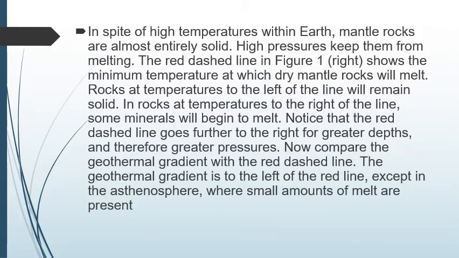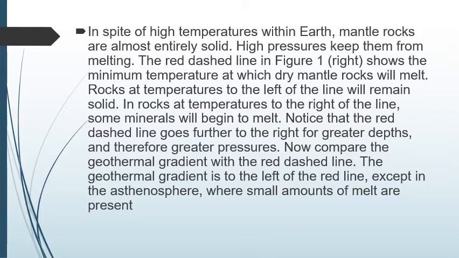In spite of high temperatures within Earth, mantle rocks are almost entirely solid. High pressures keep them from melting. The red dashed line in Figure 1 right shows the minimum temperature at which dry mantle rocks will melt. Rocks at temperatures to the left of the line will remain solid. In rocks at temperatures to the right of the line, some minerals will begin to melt. Notice that the red dashed line goes farther to the right for greater depths, and therefore greater pressures.